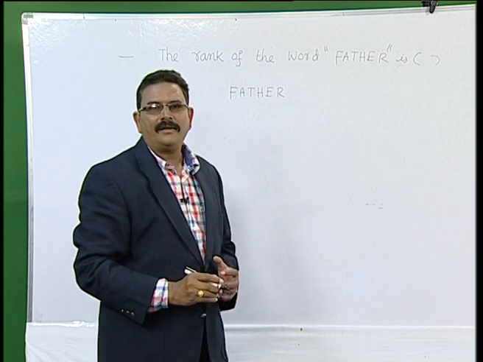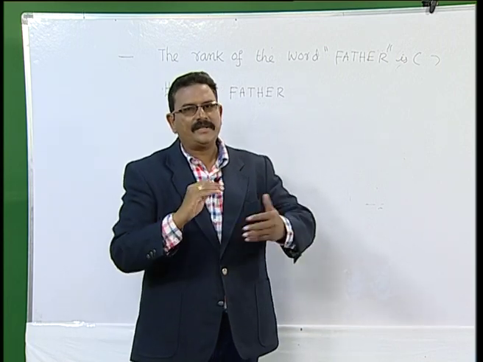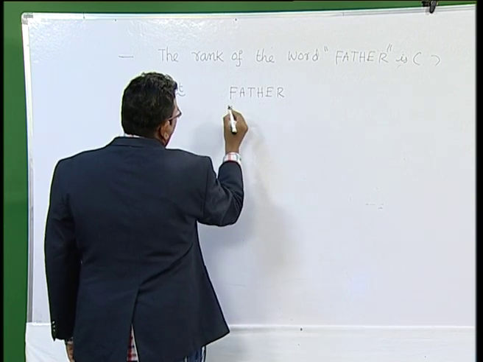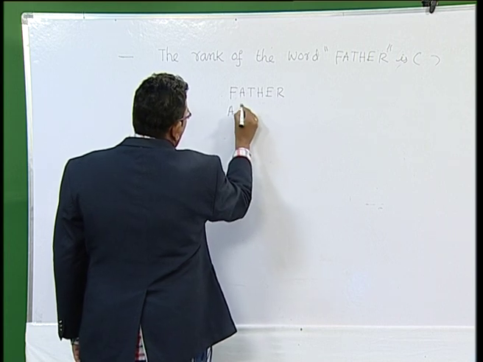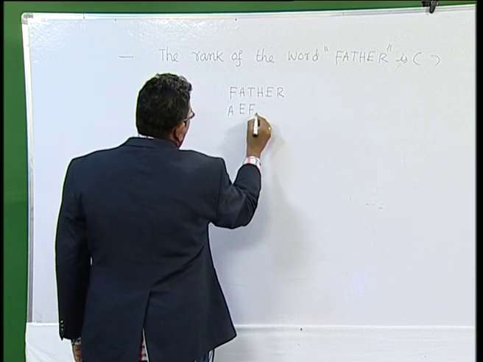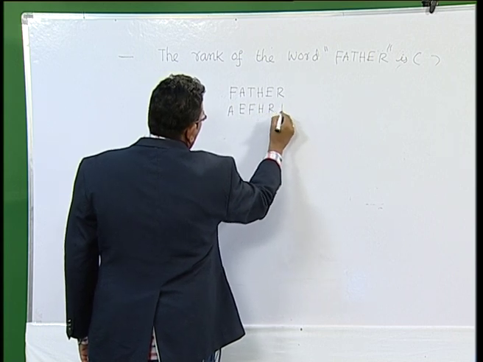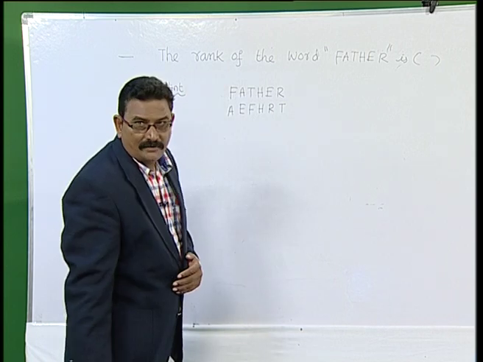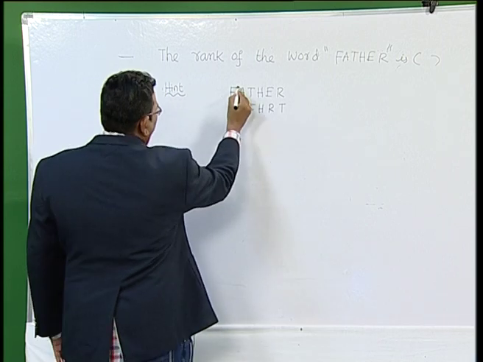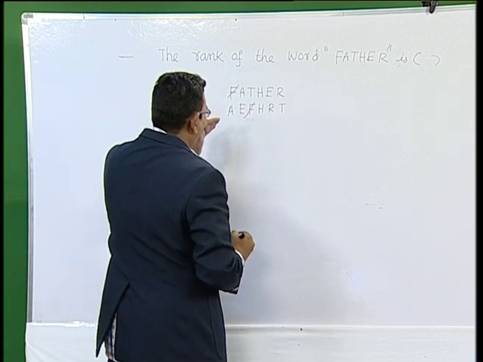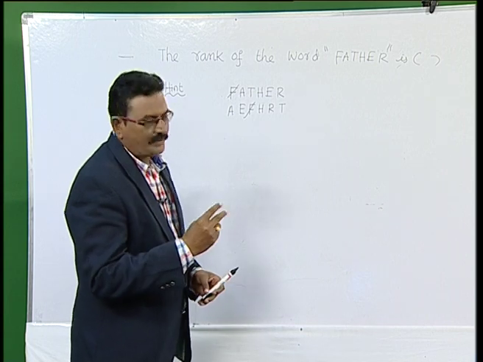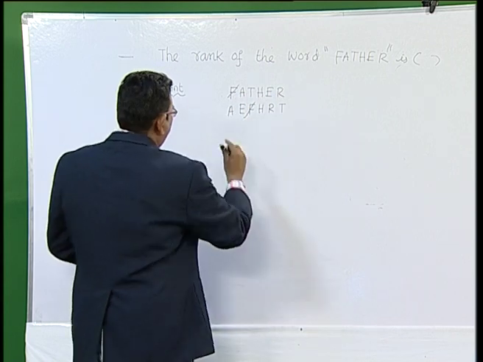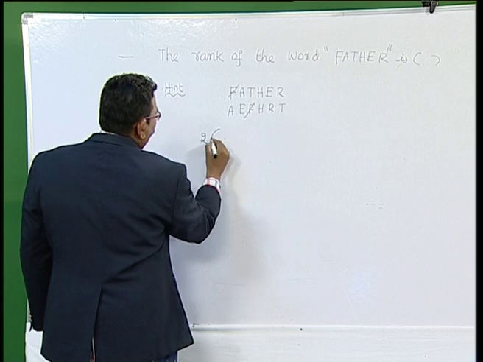First, arrange in alphabetical order as per the dictionary. This can be arranged: first A is there, A, E, F, H, R, T. Just check it. What is the first required letter in FATHER? The first letter is F. So F cancel. Before F, how many letters are left? 2 letters. In the top also we have 5 letters left. So this can be written as 2 into 5 factorial.